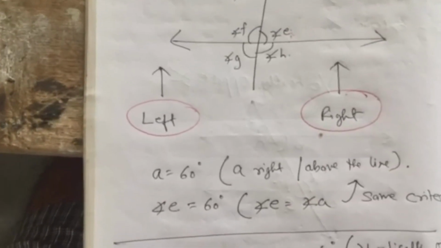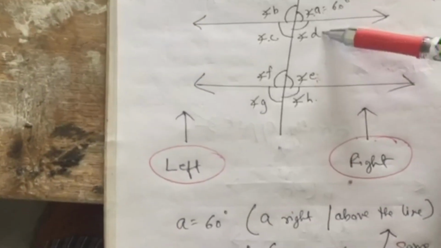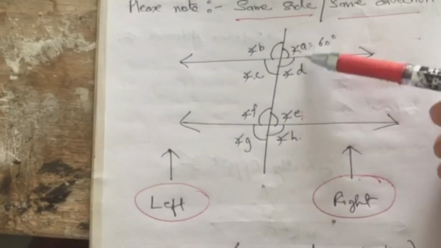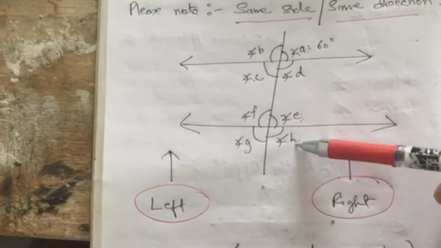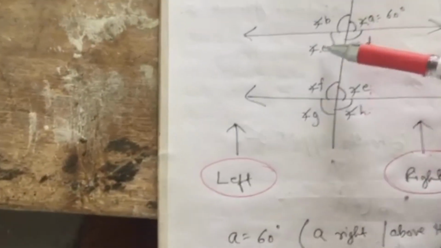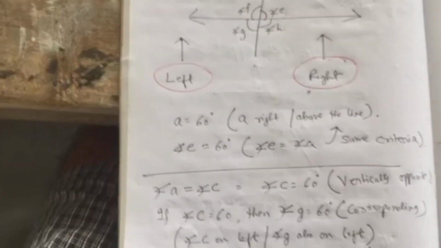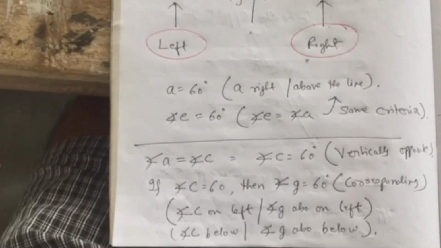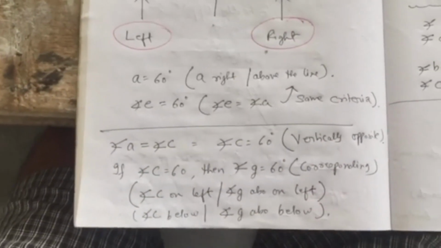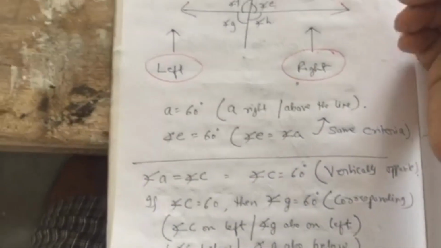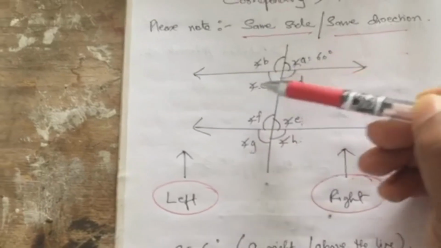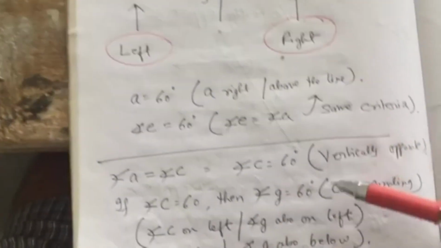Similarly, there are other corresponding angles, like angle D and angle H, because both angle D and angle H are on the right hand side. Angle D is below the line, angle H is also below the line. The other corresponding angles are angle B and angle F, angle C and angle G. So these are the corresponding angles I have discussed. In this question I have discussed corresponding angle and vertically opposite angle together once again. I have said angle A is 60, so angle C is 60, but this is not corresponding, this is vertically opposite.